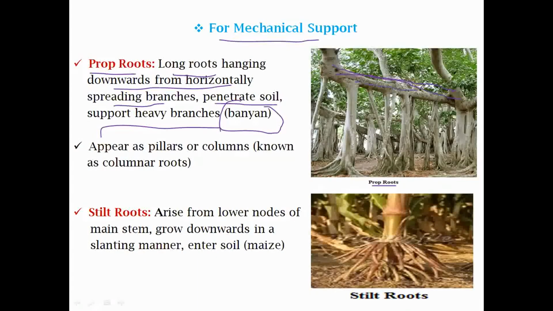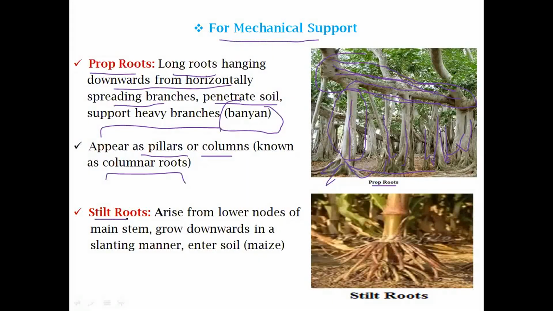And from these horizontally growing branches, these are the roots hanging downwards, and they penetrate into the soil, and they support these horizontally spreading branches. So it provides the support to these branches. These are known as prop roots. These roots appear as pillars or columns. Therefore they are also known as columnar roots.